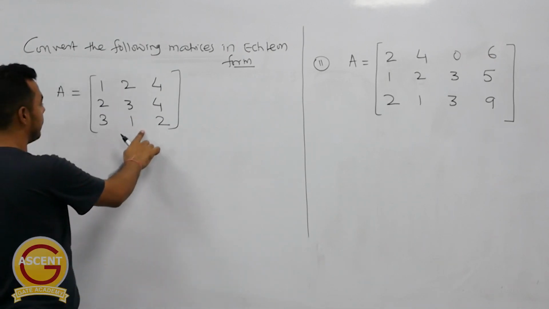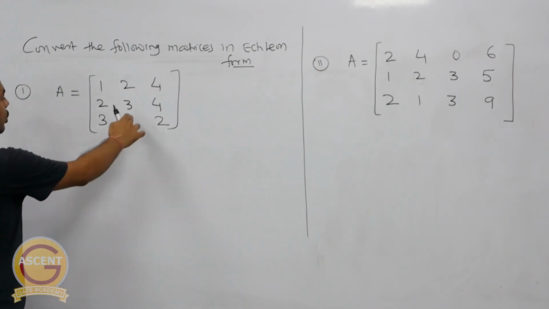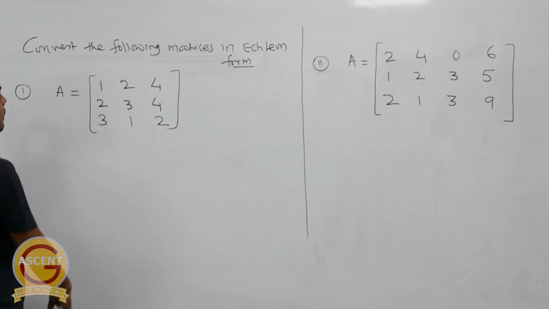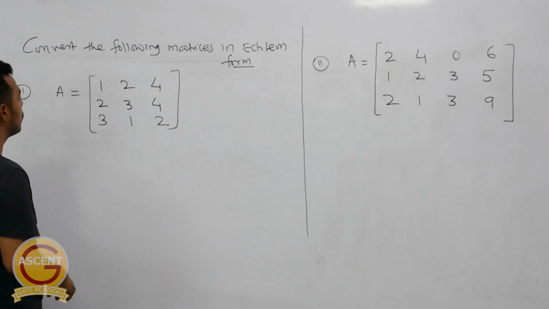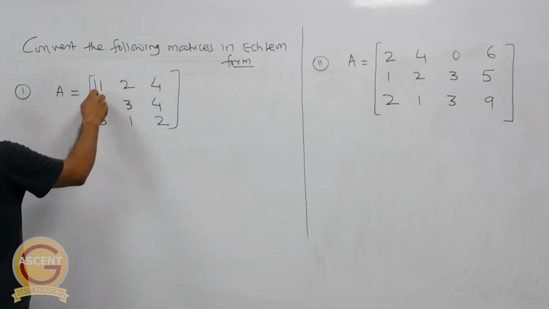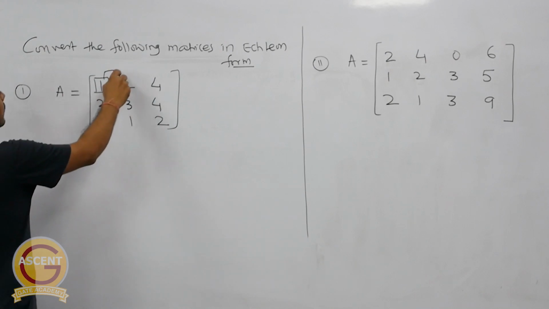So this is our first example. We have a 3 cross 3 matrix. Now we can find the rank of 3 cross 3 matrix using the properties of rank that we have seen earlier. But here we will talk about how to convert this matrix in echelon form. So first step is you have to start with this element in first row and first column. This element is called pivot element.